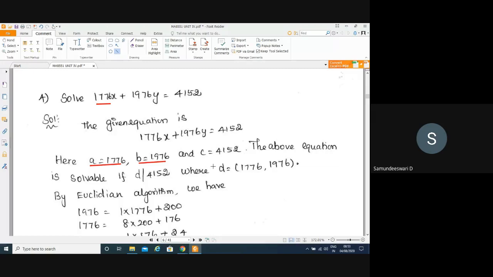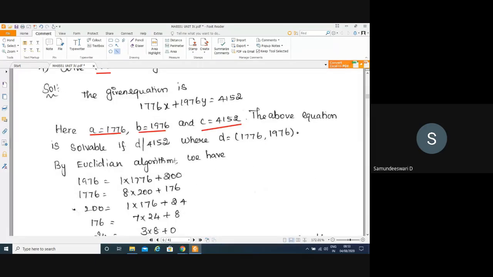Next, write down your c value. c is the constant term of your equation, that is your right hand side term. So the right hand side term is 4152. c is equal to 4152. Okay, so write down these a, b and c values. This is the first step. Second step, find the d value. d is nothing but the GCD of a comma b. How can you find this GCD of a comma b in a proper procedure? By using the Euclidean algorithm.